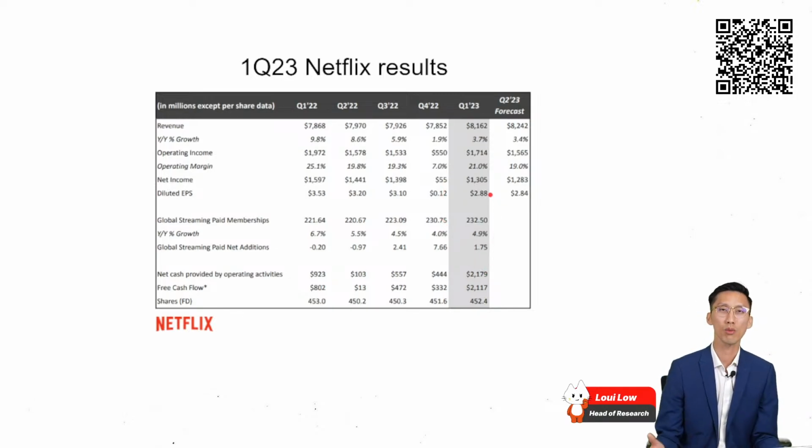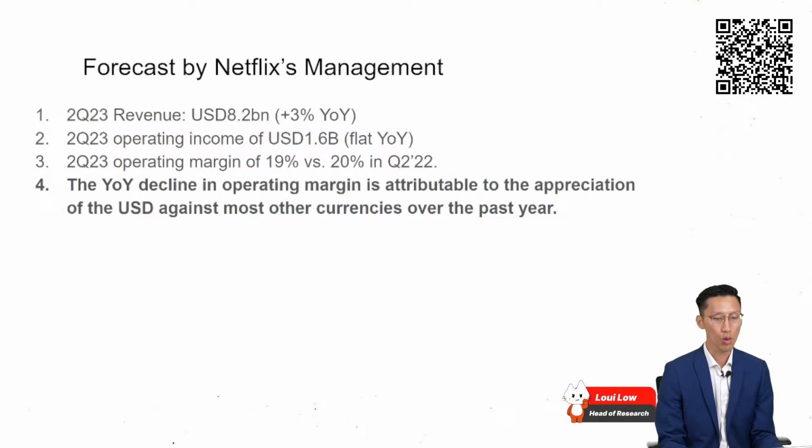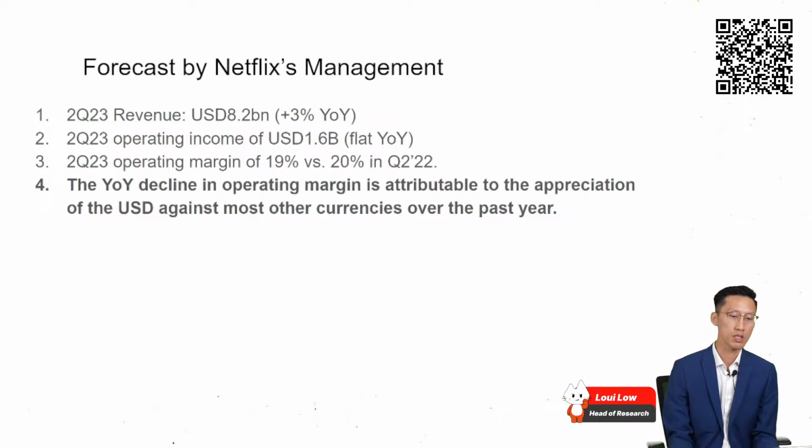And as long as it is within the range of 3 to 10%, I think it should be fine because their base is very, very big right now, about 30 billion per annum in terms of revenue, okay? So some of the forecasts given by Netflix management is that they are likely to continue to grow at least 3% year on year for next quarter, and operating income of US dollar 1.6 billion.